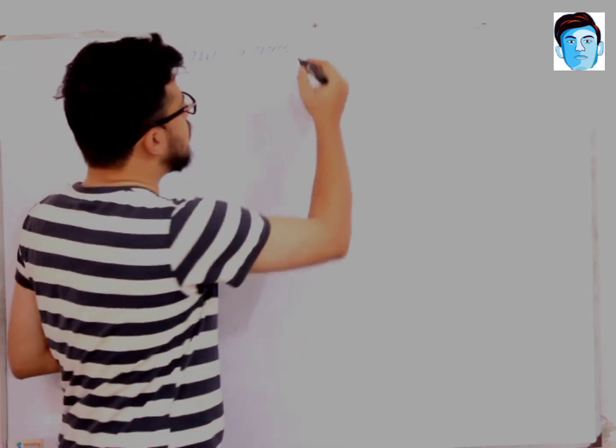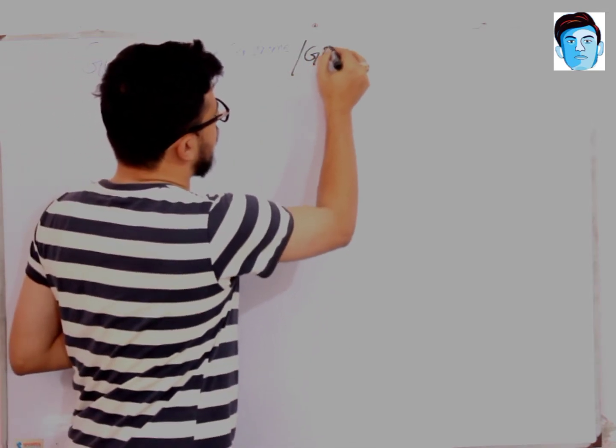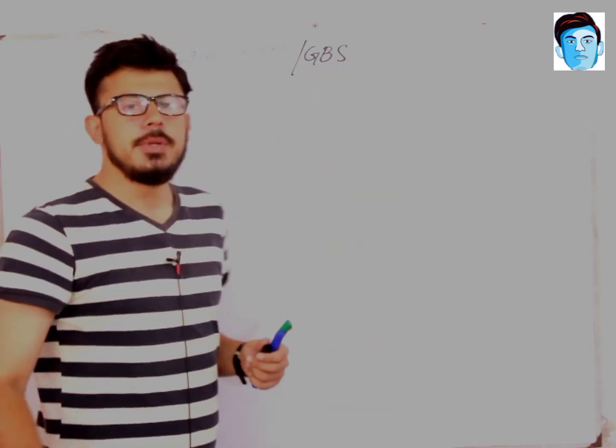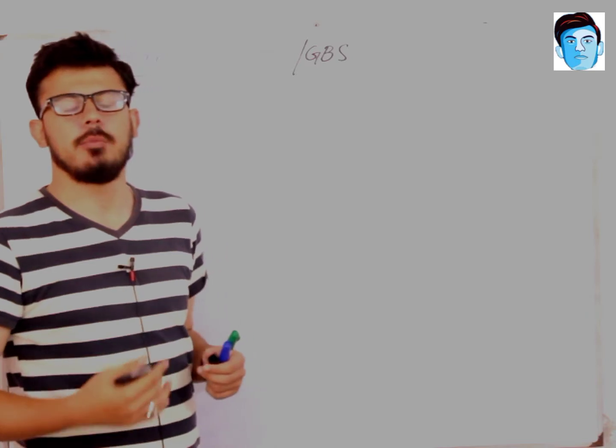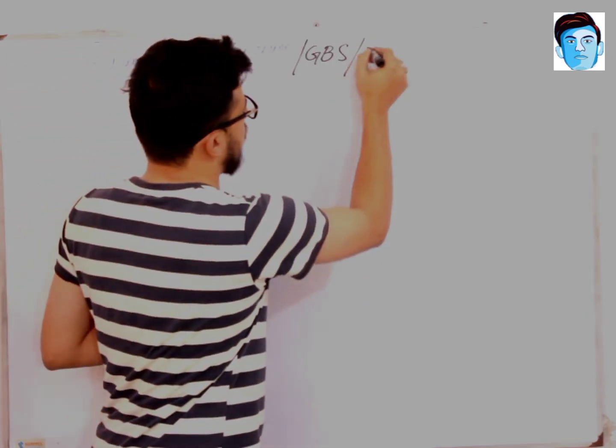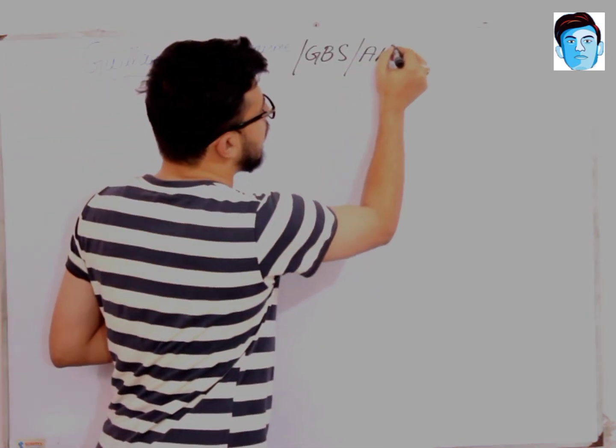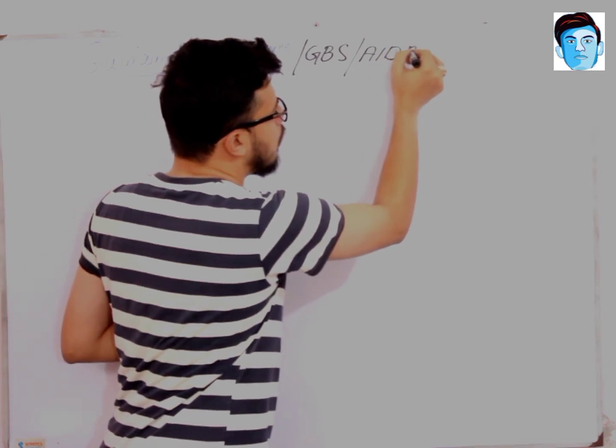So today I am going to talk about Guillain-Barré Syndrome, which is also represented by GBS. GBS is also termed as acute inflammatory demyelinating polyneuropathy.